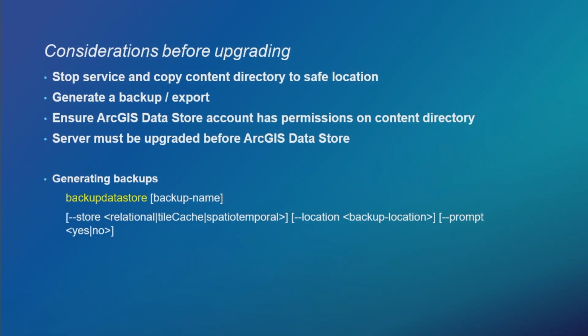So before you upgrade your data store, there's a few procedures you want to do to ensure that you can get back to the previous state or you can redo the upgrade. One of which is to stop the service and actually make a copy of that content directory, the ArcGIS data store, and put it in a safe location. So you can always bring it back and redo the upgrade, or you can uninstall the new software, put the old binaries on, and hook it back up.